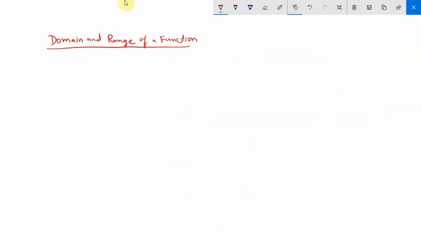Okay. So if R is a relation from set A to set B, then the set of all first components or coordinates of the ordered pairs belonging to R is called the domain of R, while the set of all second components or coordinates of the ordered pairs of R is called the range of R.